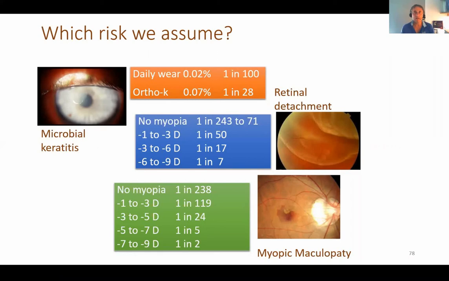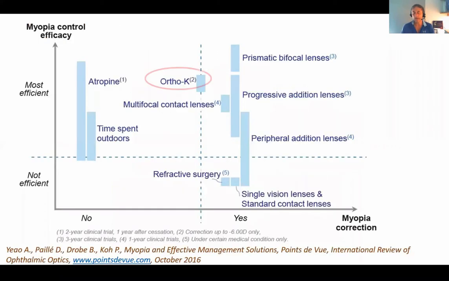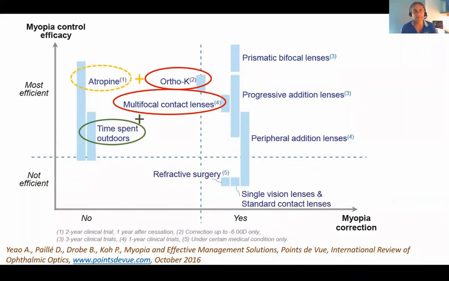But today is the day to do the thing. So today is the day to act. Again, I will provide to you this beautiful graph that I love so much, that makes a summary about what we can do. Of course, Ortho-K is my favorite. Then we have multifocal contact lenses on the side of most efficient treatments. Atropine could be used plus Ortho-K or multifocal contact lenses, and also the time spent outdoors. So we are using time outdoors, atropine sometimes, plus Ortho-K or multifocal contact lenses.